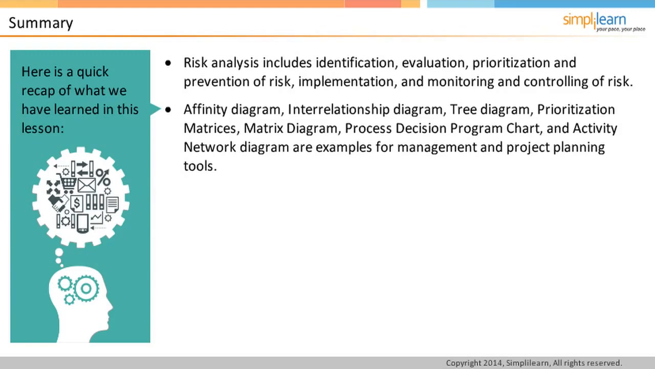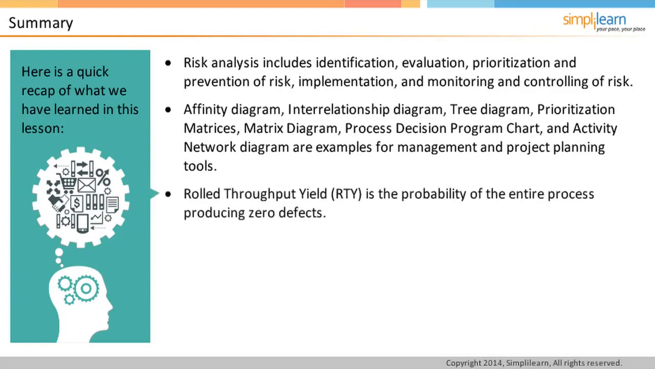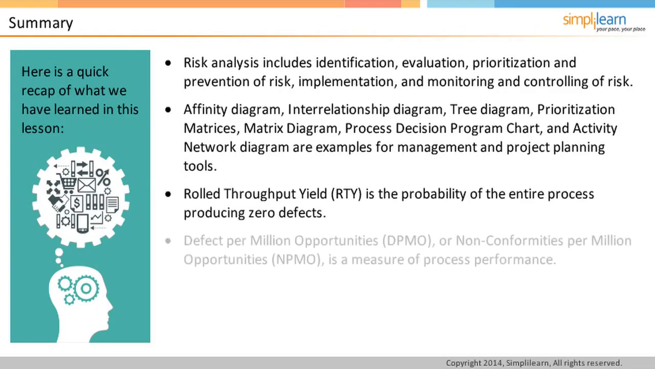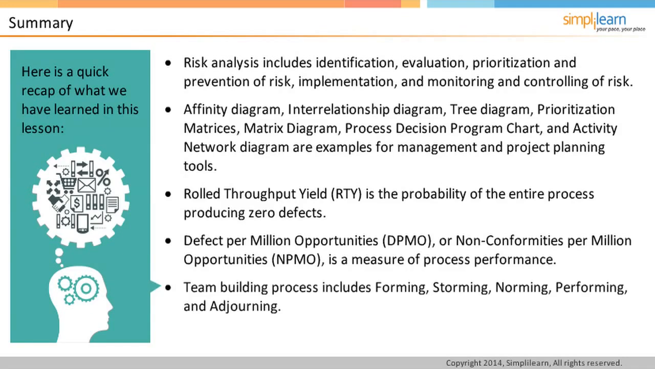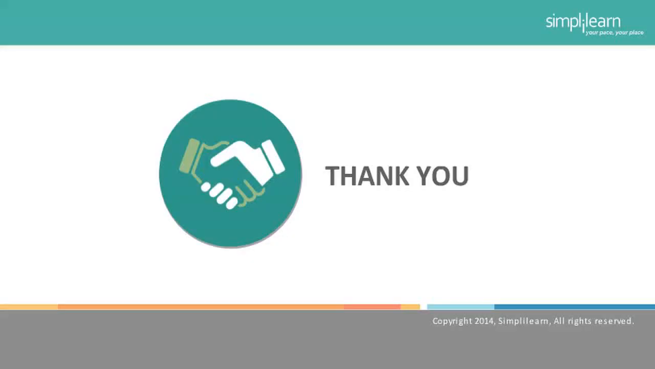Rolled throughput yield, RTY, is the probability of the entire process producing zero defects. Defect per million opportunities, DPMO, or nonconformities per million opportunities, NPMO, is a measure of process performance. The team building process includes forming, storming, norming, performing, and adjourning. With this, we have come to the end of this lesson. The next lesson will focus on the measure phase.